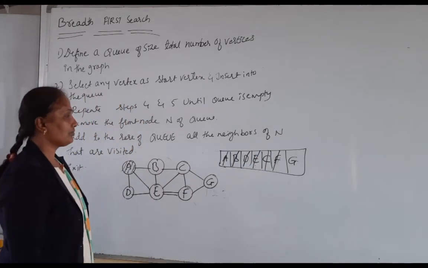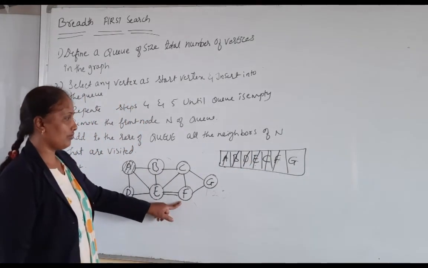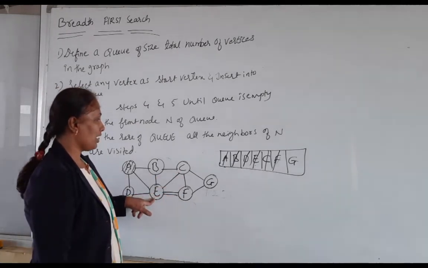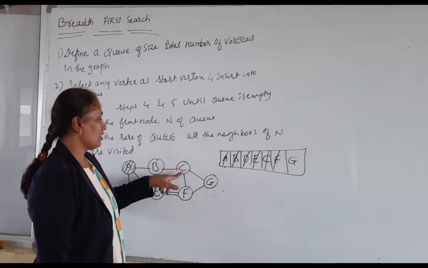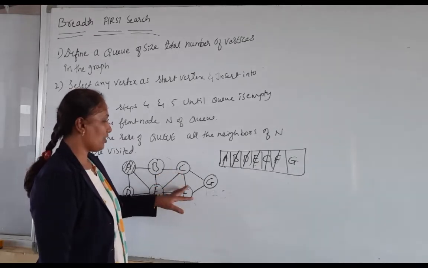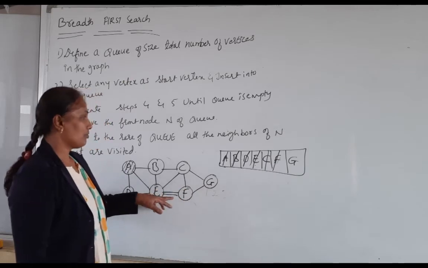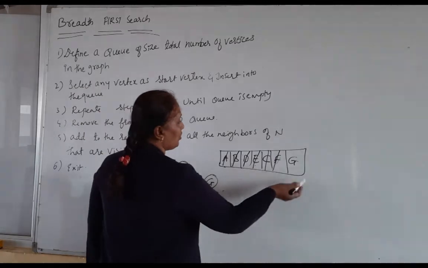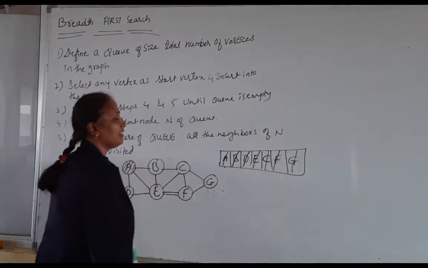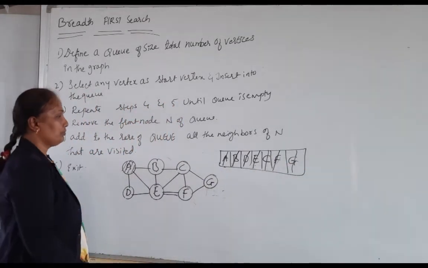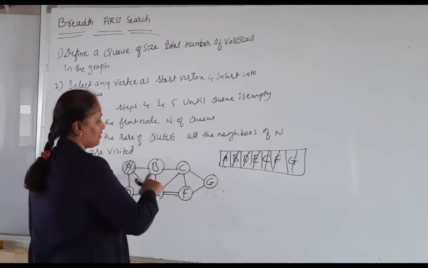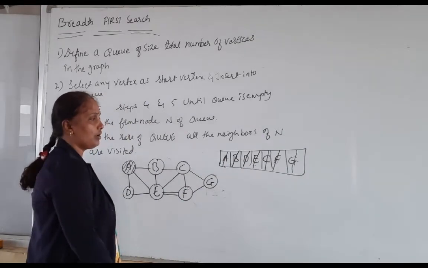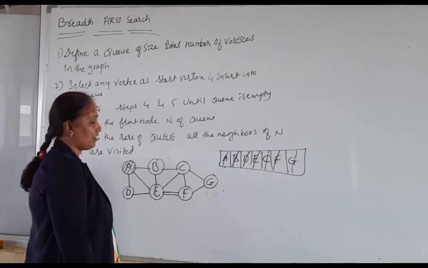Next, after that, I am going to delete F from the queue. What are the neighbors of F? E is there. Okay. Next, C is there, already visited. F is there, already visited. So G is there. G is also visited. So there is no new entry in the queue. Next, I am going to delete G here. Okay. So at the end, now the queue is empty. I had deleted all the elements from the queue. Now the queue has become empty here.